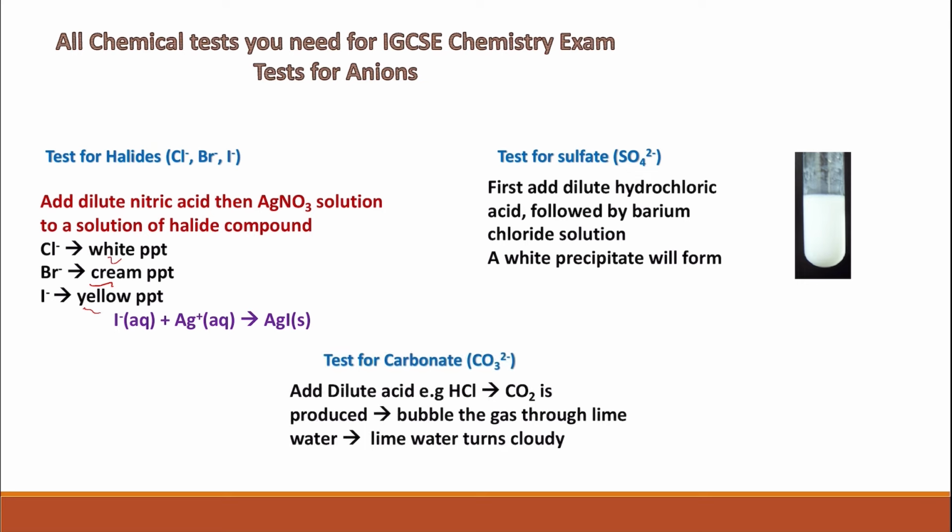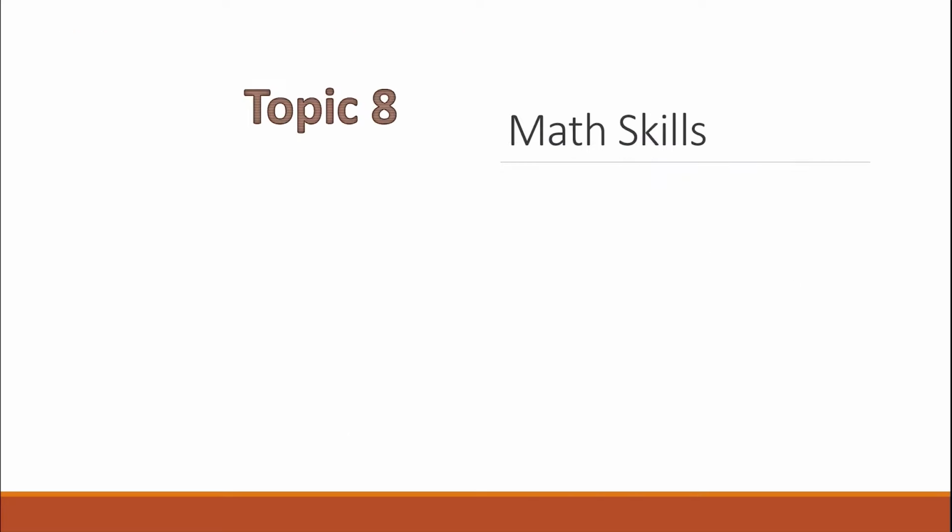And finally, the test for carbonate, which is by the addition of dilute acid, where carbon dioxide is produced. You will bubble the gas through limewater to test for carbon dioxide gas, as we said before, and limewater will turn cloudy. Math skills.